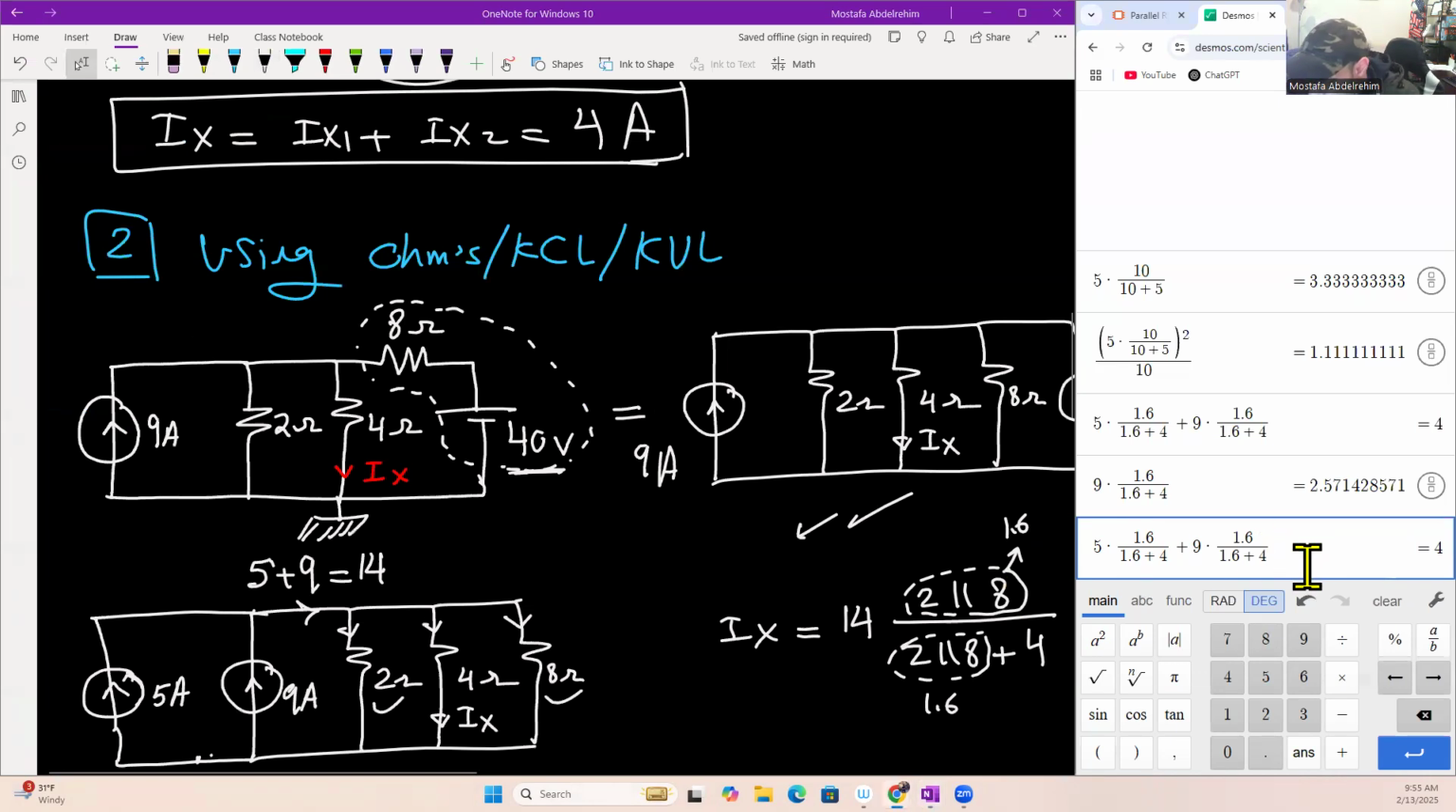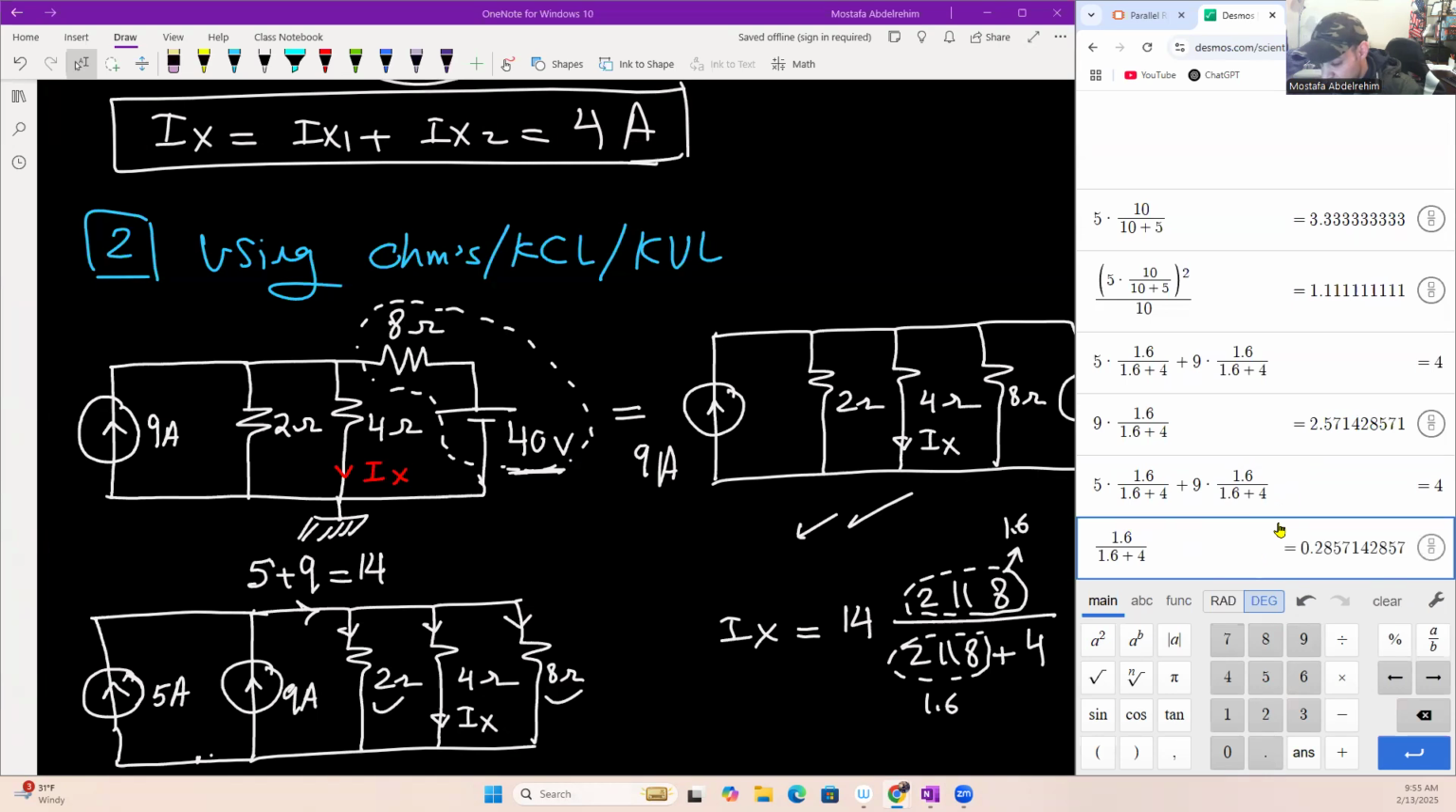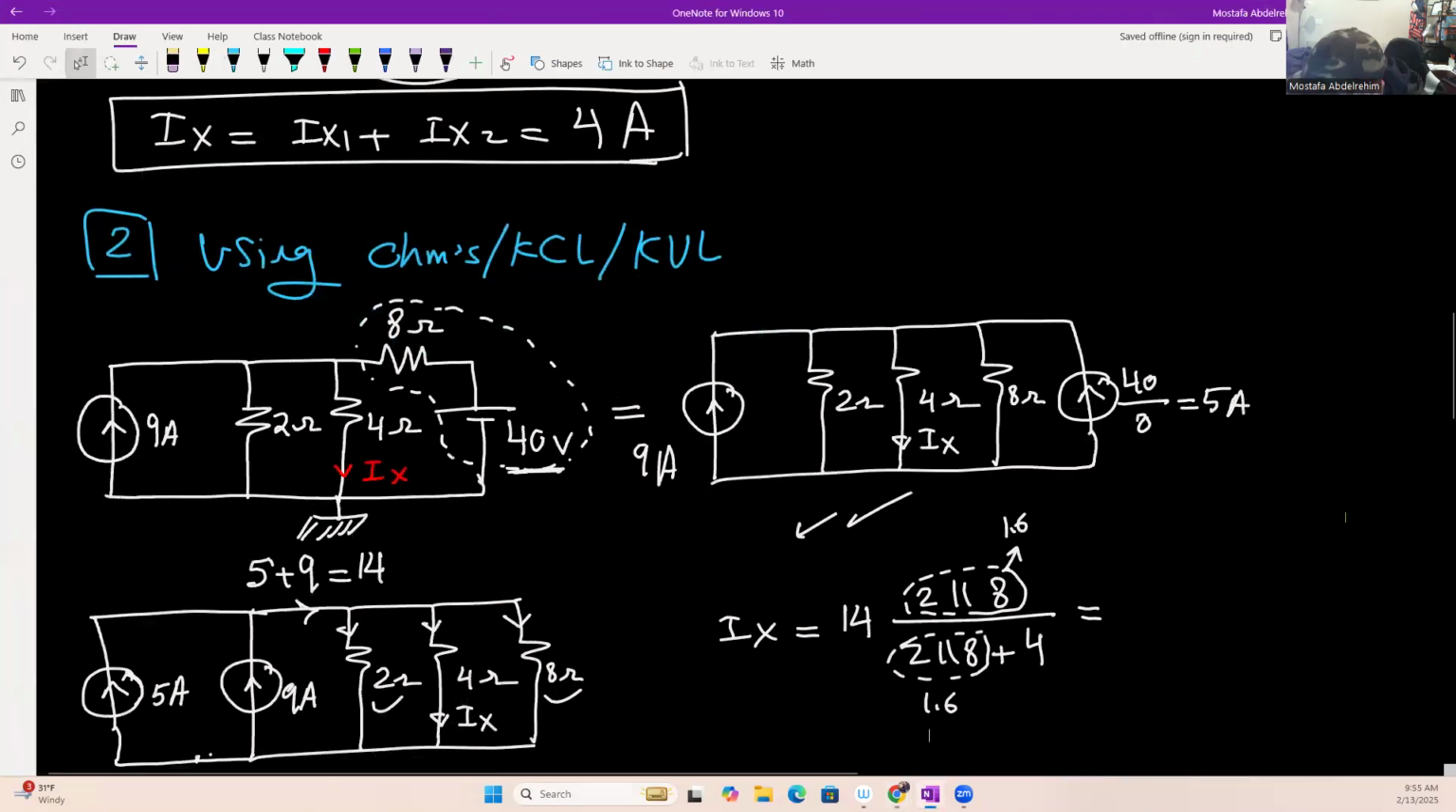And look, guys, here. So 5 multiplied by 1.6 divided by 1.6 plus 4, plus 9 multiplied by 1.6 divided by 1.6 plus 4. So we can take 1.6 as a common factor, correct? Let's do this here. We're going to end up with 5 plus 9, which is 14, right? And that will give us, again, 4 amperes. Okay, that's basically the trick. So that's basically here 4 amperes again.